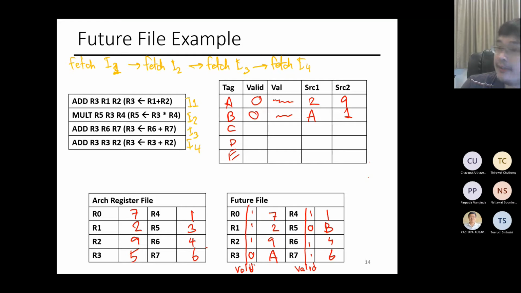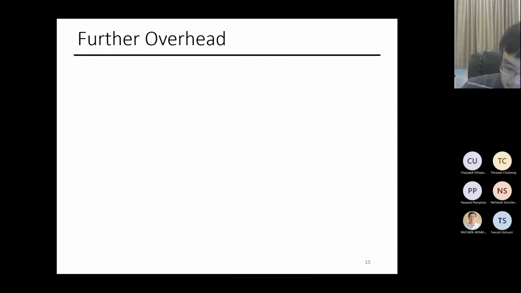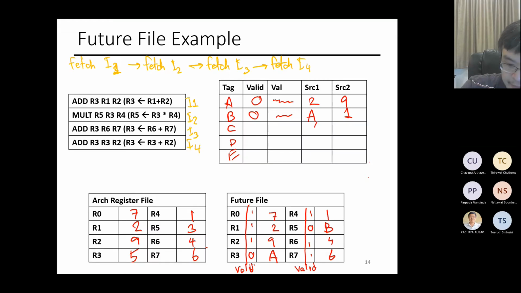Now I fetch the third instruction. I need R6 and R7. R6 is 4. Oops, sorry. R6 is 4. R7 is 6. I don't know the value, but I write it back to R3. So now R3 has this new version. If you want R3, you go look at entry C. Now I do R3 plus R2. R3 is C plus R2, which is 9. And then I write it back to R3. If you want R3 in the future, look at entry number D.